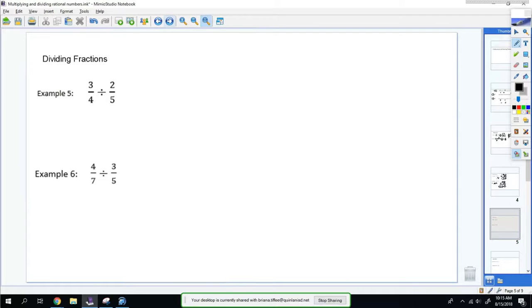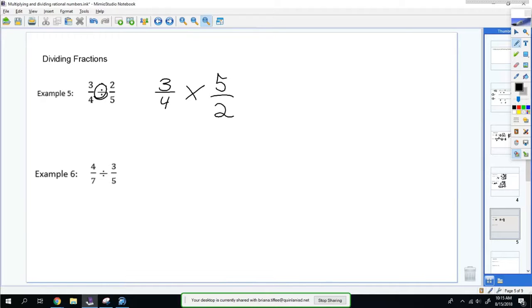Okay, dividing fractions. I like dividing fractions because we do something called keep it, switch it, flip it. And when you keep it, switch it, flip it, it means you're just actually going to multiply the fractions. So you keep your first fraction, you change the division sign to multiplication, and then you flip the second fraction. So now it will be 5 over 2. So 3/4 divided by 2/5 will become 3/4 times 5 over 2.